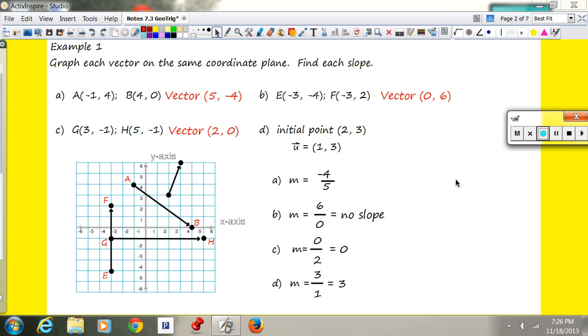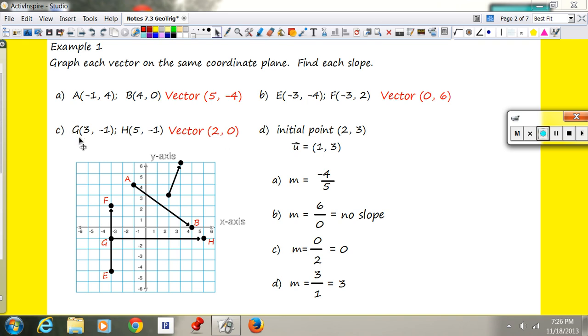Okay, well here they are. Hopefully you guys had a chance to try them on your own. Letter B, the vector was 0, 6. We went over 0 and up 6. So it was change in y of 6 over change in x of 0. 6 over 0 would be no slope. You do not have a slope on a vertical line. You can't have a 0 on the bottom. You can't divide by 0.